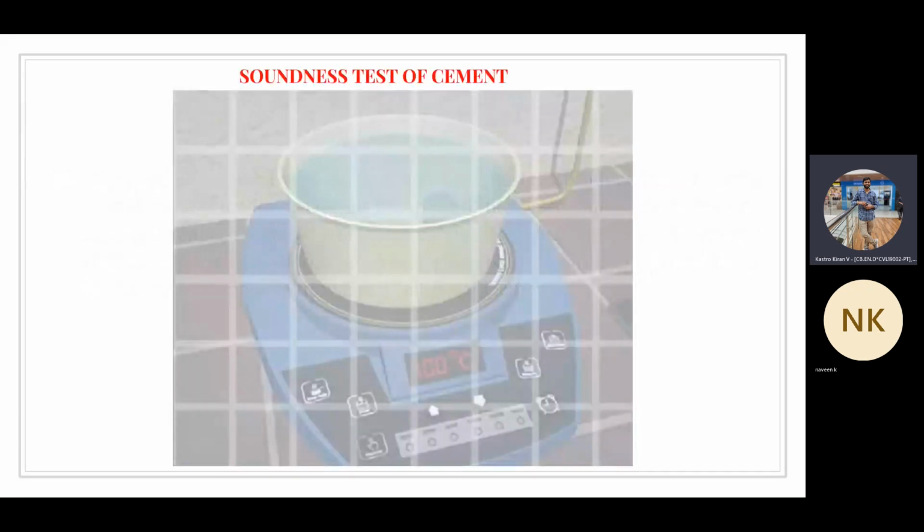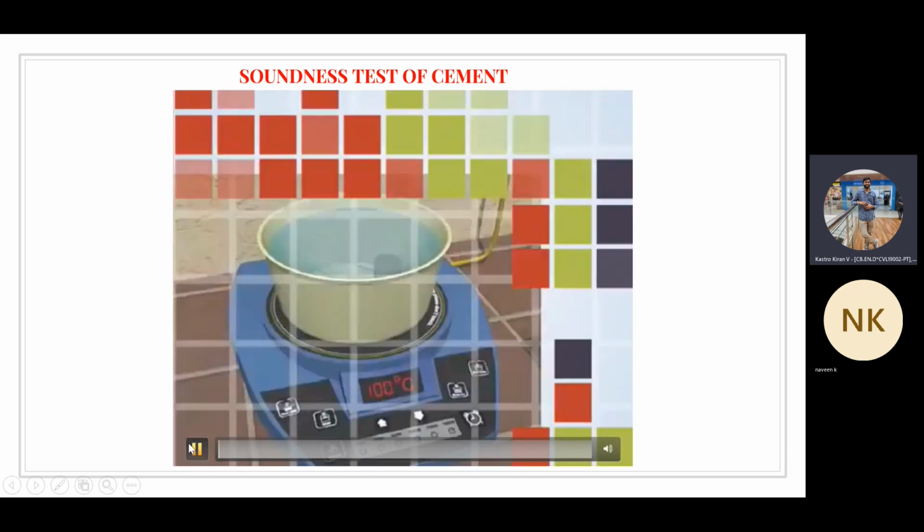Now, let's look at one more test, which is called the soundness of cement. I was telling in the second class about the functions of lime, silica, alumina, and iron oxide. Now, what gives unsoundness to the cement? When you have an excess amount of lime in the cement particles, an excess amount of calcium oxide or lime in the cement, that gives unsoundness to the cement. Now, let me show you this video which explains how to verify the soundness test on the cement.